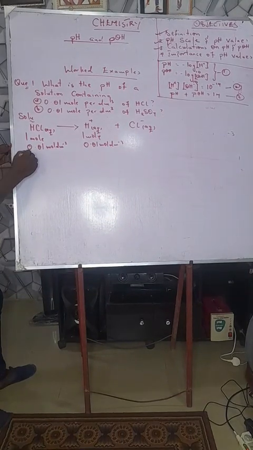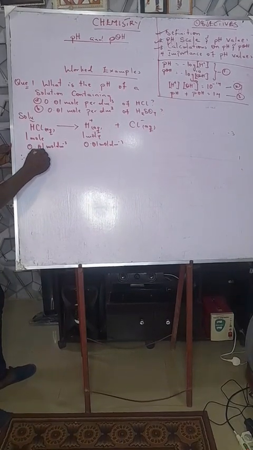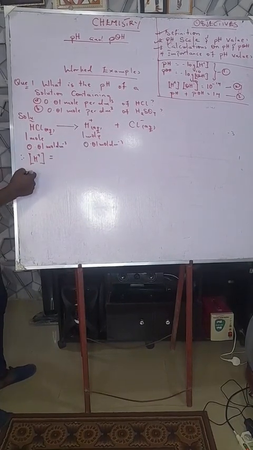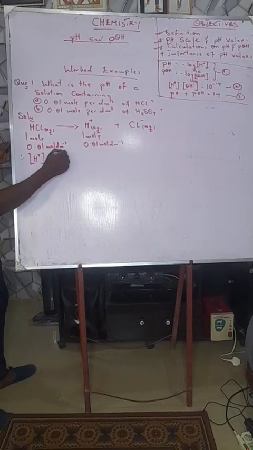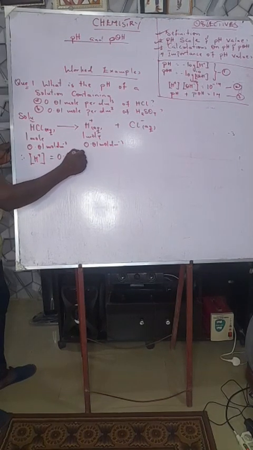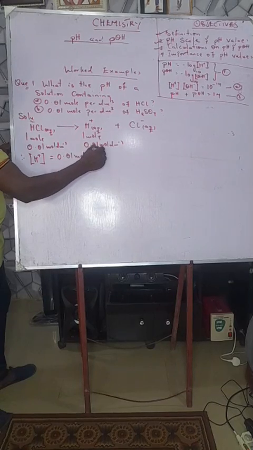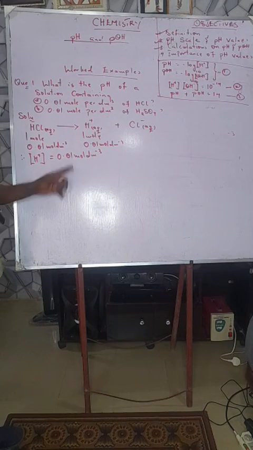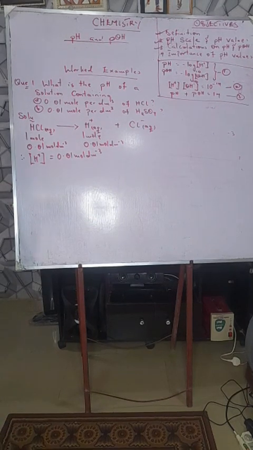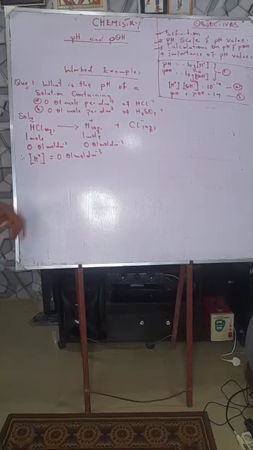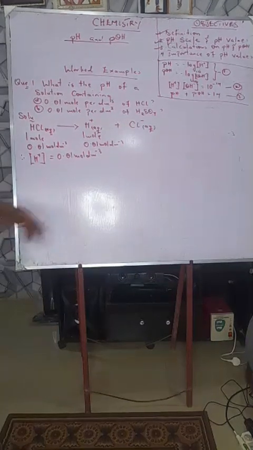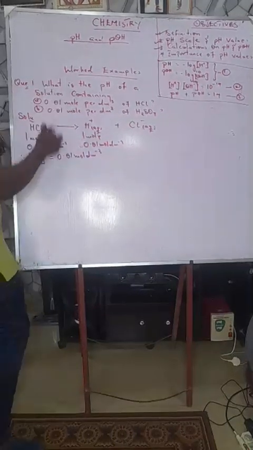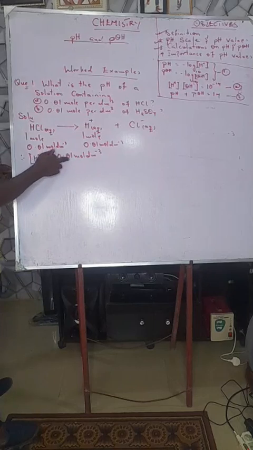We will now say therefore the hydrogen ion concentration is 0.01 mole per dm³. And the best way to solve this is by turning this value to standard form. That is 1.0 times 10 raised to the power of minus 2. You understand what it means? If you want me to still teach you, how many zeros do you have here? 1, 2, that's minus 2.